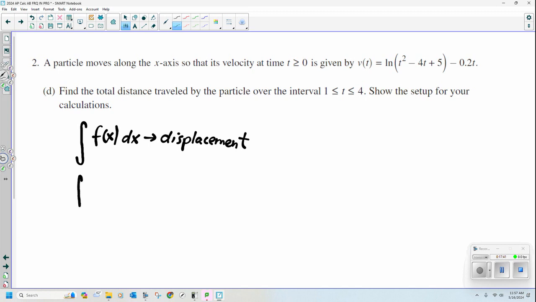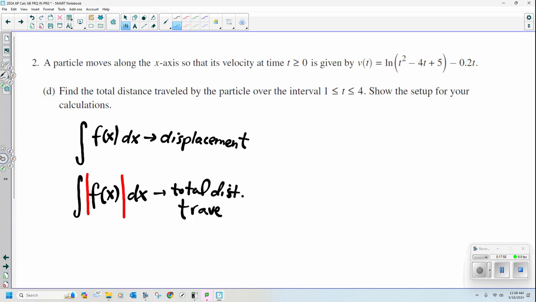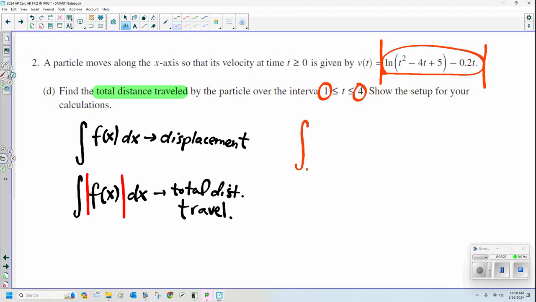But if I do the same thing, but I put absolute value bars there, now it's not displacement, it's the total distance traveled. Okay, total distance traveled. Look what they're asking us for, kids. Wow. So if I want the total distance, I'm going to integrate velocity, but I'm going to put it in absolute value bars. That is it. And they give us our bounds from 1 to 4. So let's integrate from 1 to 4. And the beautiful part is I only got to do v of t here, dt.